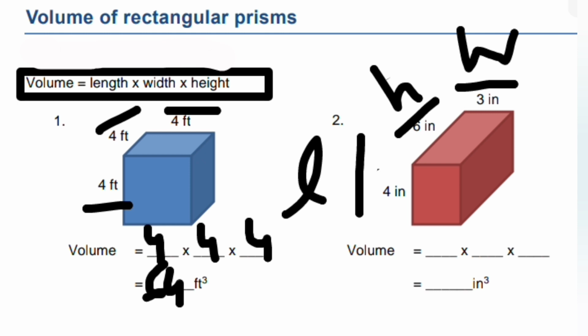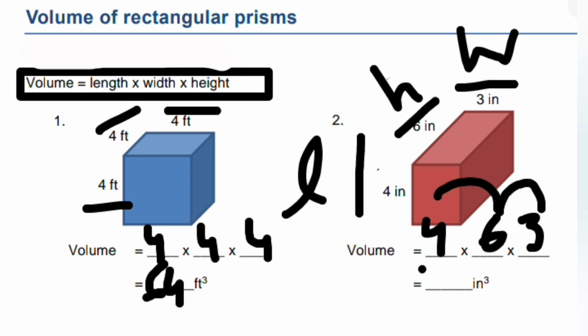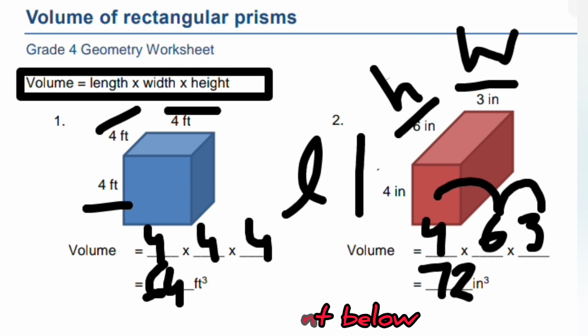So we write over there 4 times 6 times 3. We get our answer after multiplying all the values with each other. So 6 times 4 equals 24, and 24 times 3 equals 72. So 72 inches cube is our answer for this rectangular prism. I hope you understand. If you have any kind of questions, comment below.